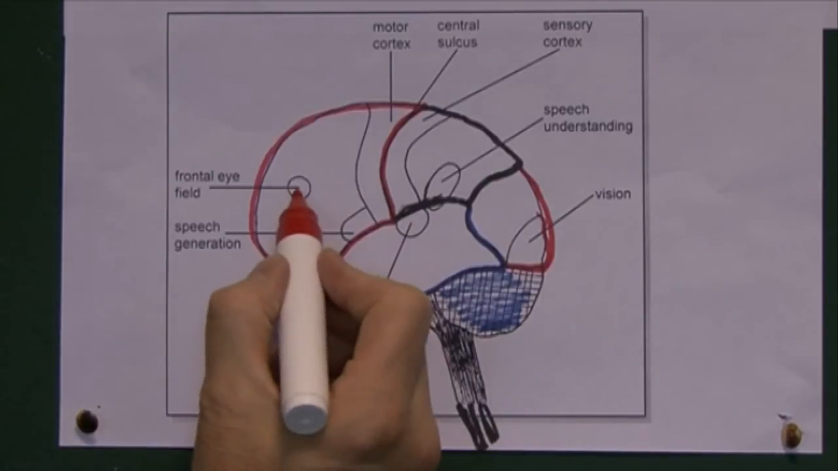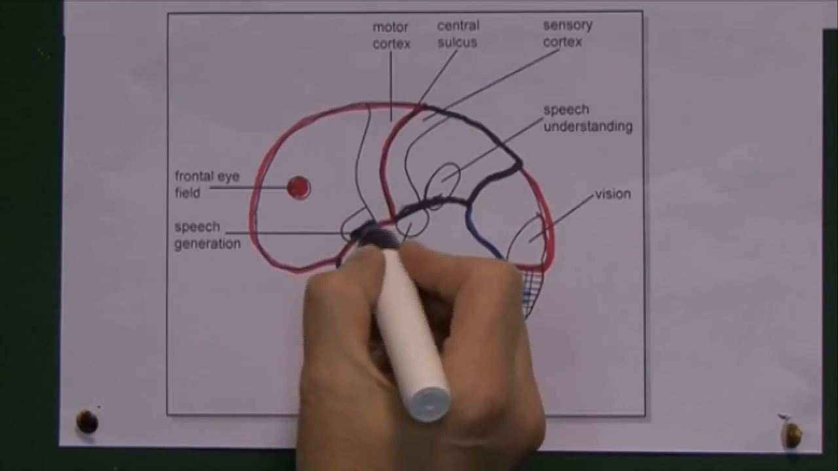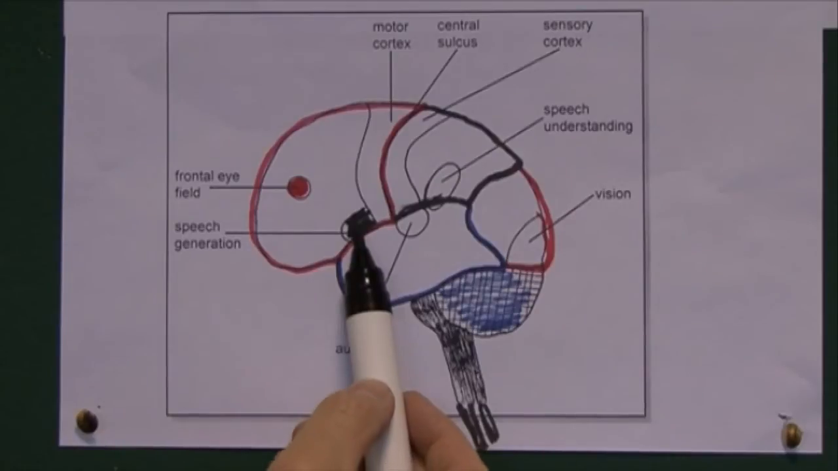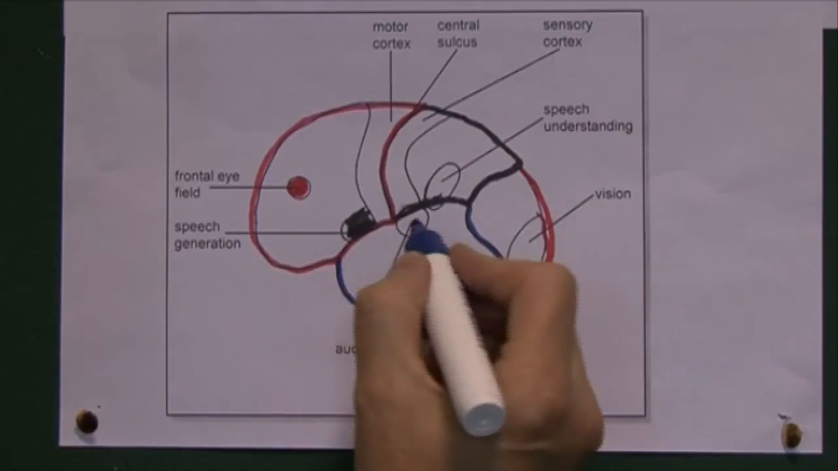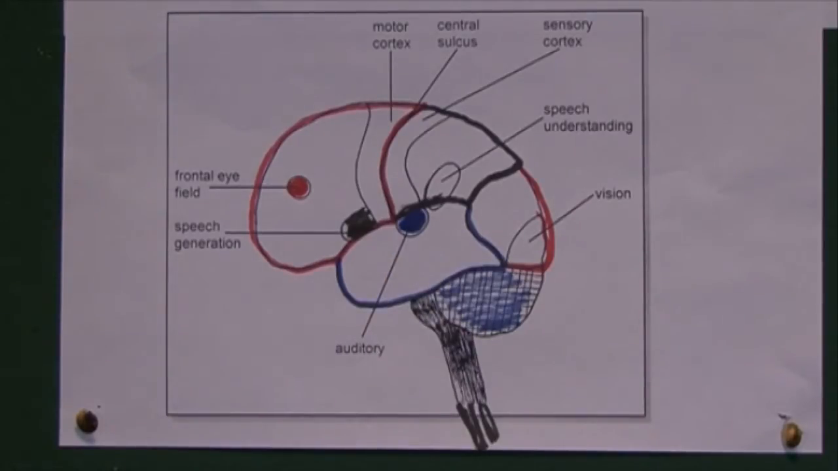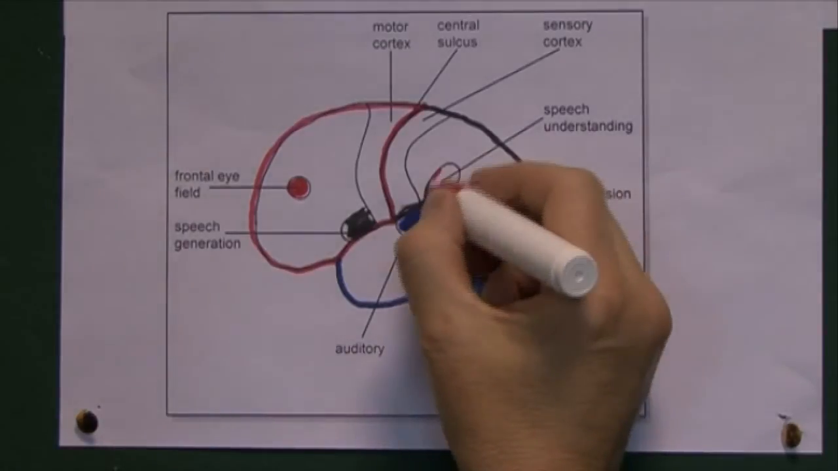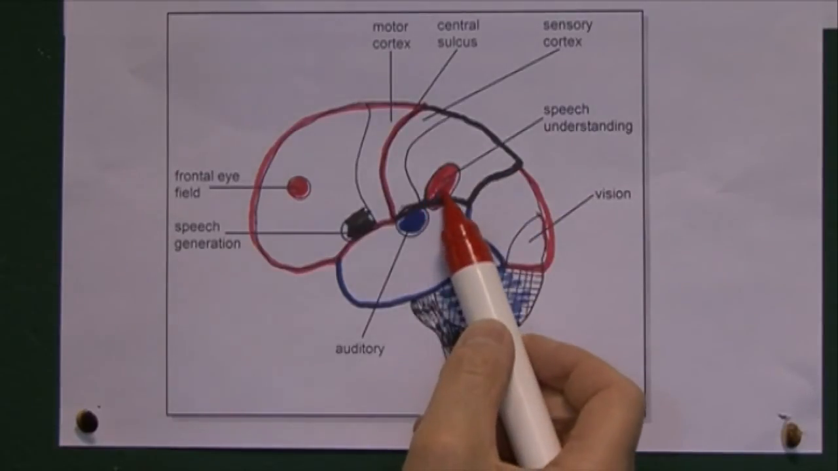So here we have the area of the frontal eye fields controlling eye movement. Here we have the area of speech generation. Now this area of speech generation here is also referred to as Broca's area, and it's in the left cerebral hemisphere in most people, in about 90% of the population. It's on the left side. Here we have an auditory area generating hearing, and here we have an area for speech understanding.